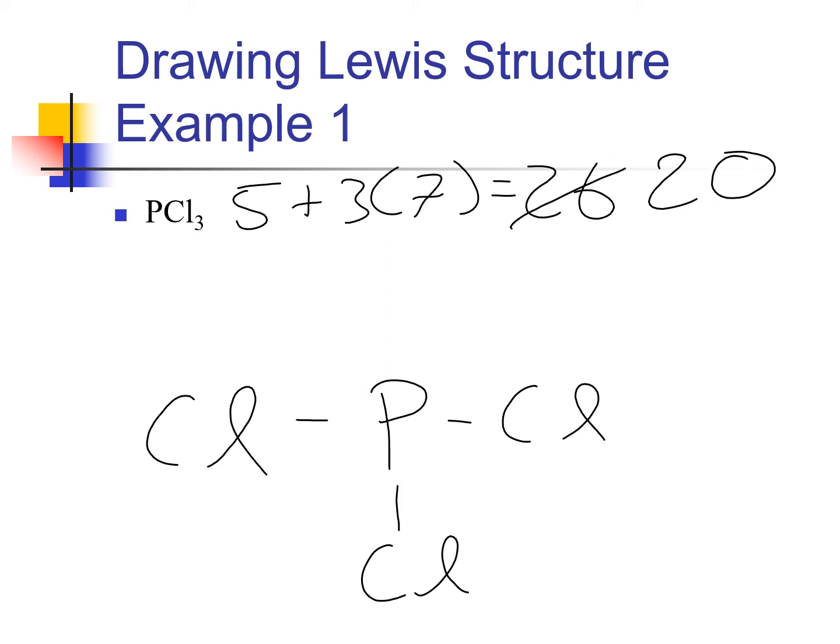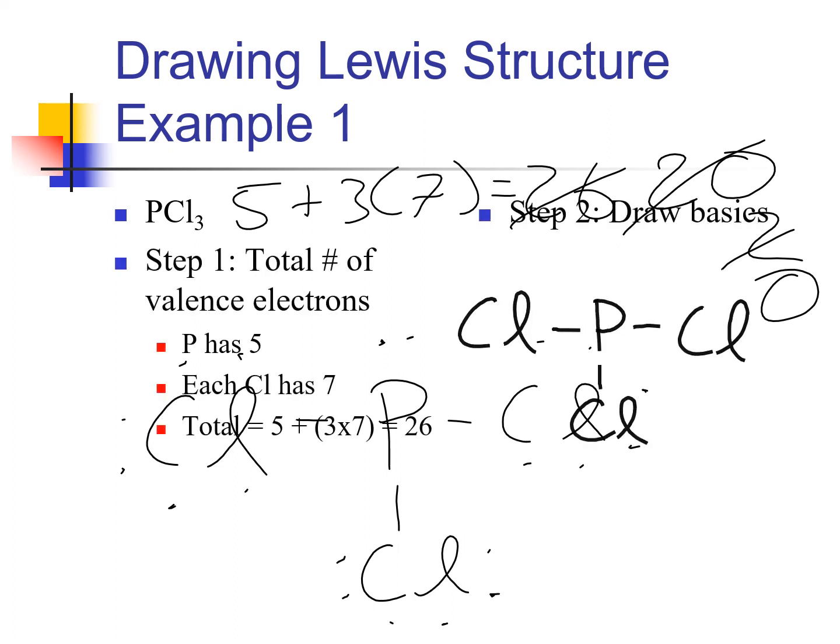I place electrons around the outer atoms: 1, 2, 3, 4, 5, 6, 7, 8, 9, 10, 11, 12, 13, 14, 15, 16, 17, 18. So I used up 18 electrons placing electrons around the outer atoms. Finally, any leftover electrons, which we have 2, get placed on the central atom. We now are out of all of our electrons. Everything is meeting the octet rule. That would be the Lewis structure for PCl3. Hey, look, that's what I just did.